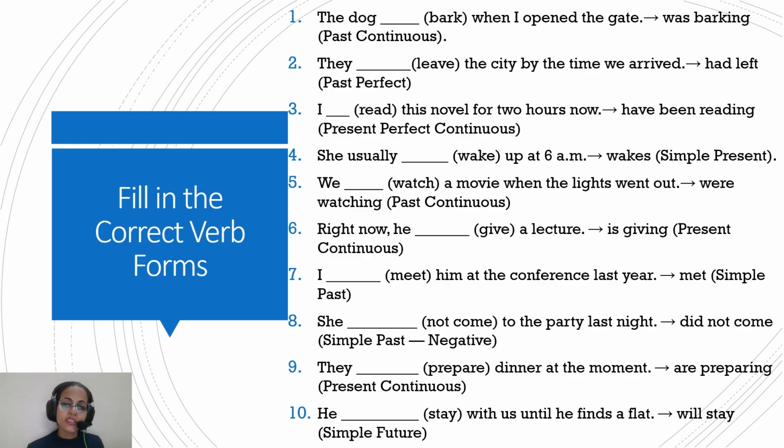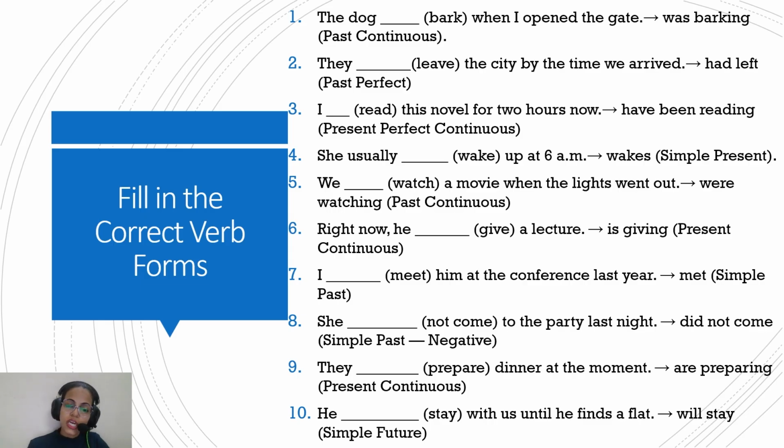"I dash read this novel for 2 hours now." "I have been reading this novel for 2 hours now." Present perfect continuous. "She usually dash up at 6 a.m." "She usually wakes up." Simple present tense. "We dash watch a movie when the lights went out." "We were watching a movie when the lights went out." So it's again past continuous. "Right now he dash give a lecture." "Right now he is giving a lecture." So this action is happening in the present, and it's continuous.